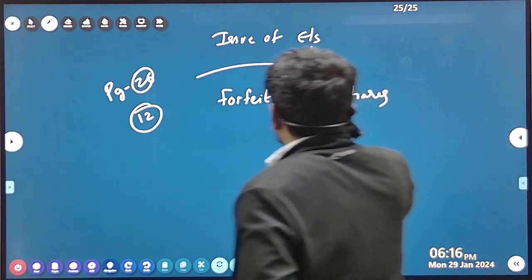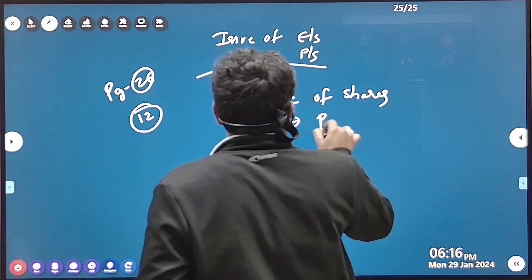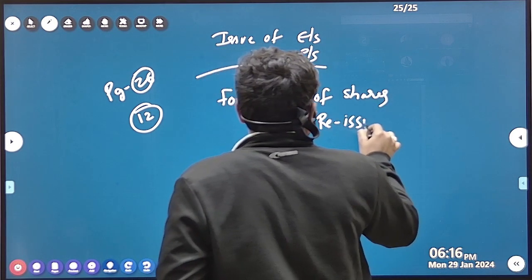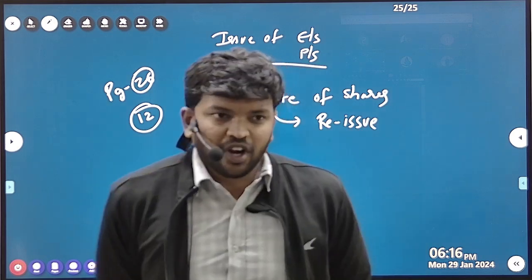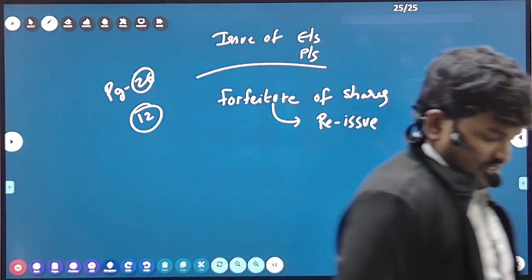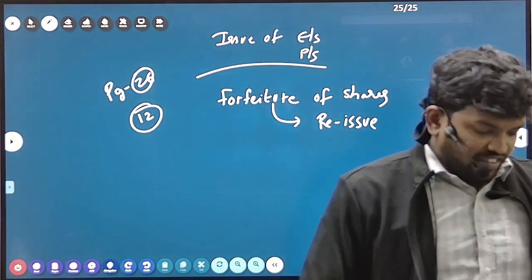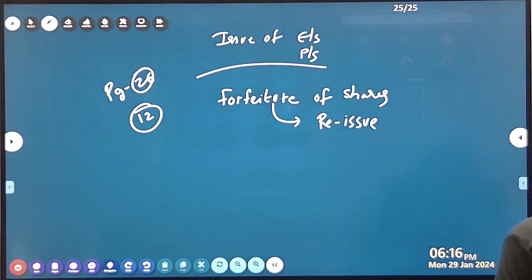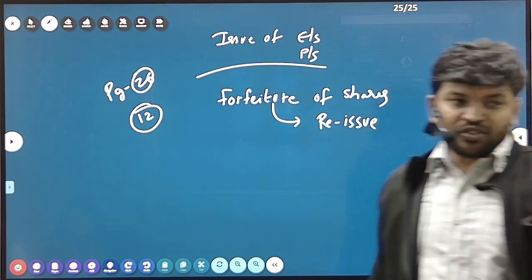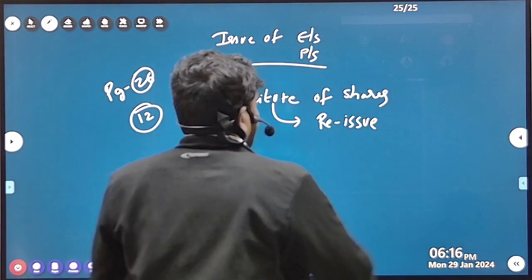Forfeiture and reissue. Forfeited shares have been reissued again. How many shares have been forfeited? 500 shares. Is the share money payable in a lump sum or in installments? Installments. What are the installments?